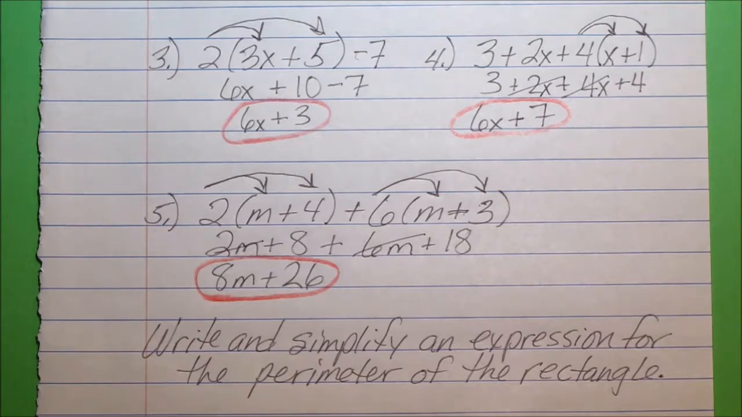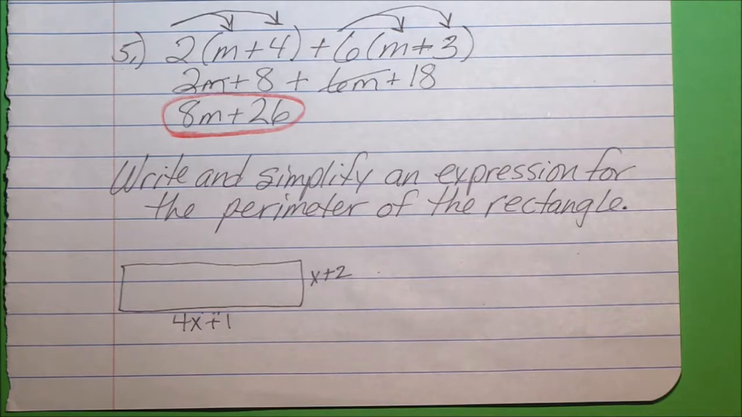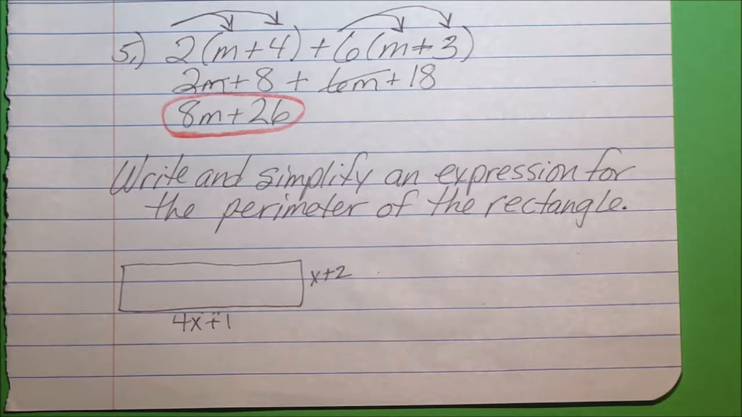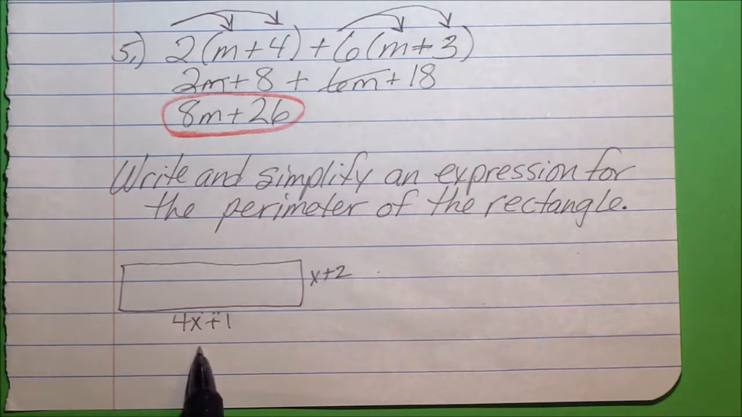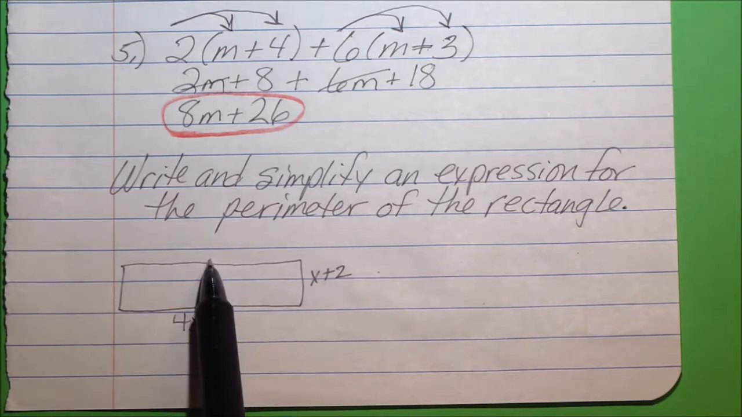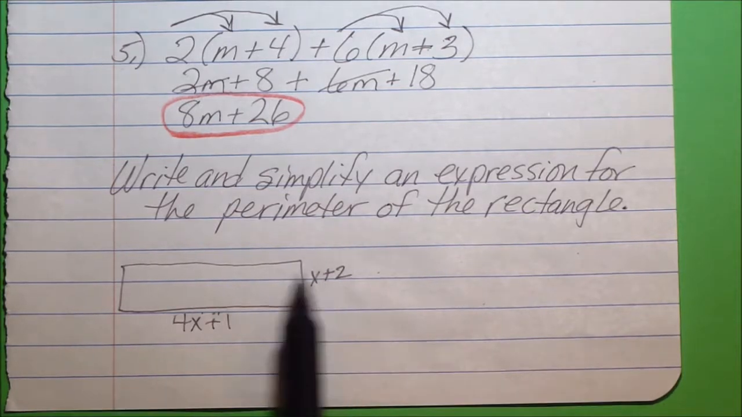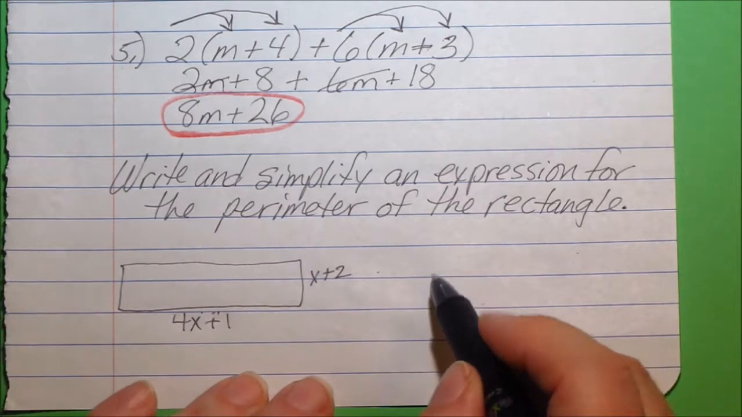All right? Okay, so the equation that we're going to write for this one is very similar to how it was written up here in number 5. Because remember, you could do x plus 2 plus x plus 2 plus 4x plus 1 plus 4x plus 1 and just combine all the like terms. But I want you to use the distributive property. There are 2 of these and 2 of these. So let's write it out that way.